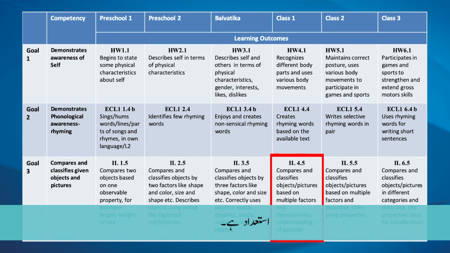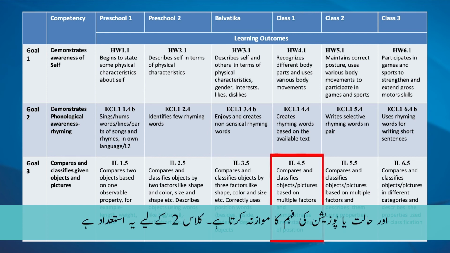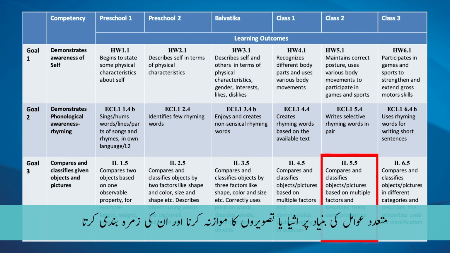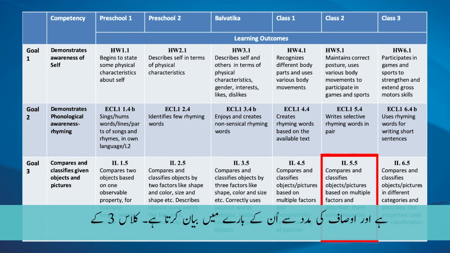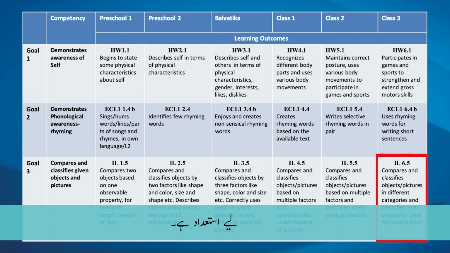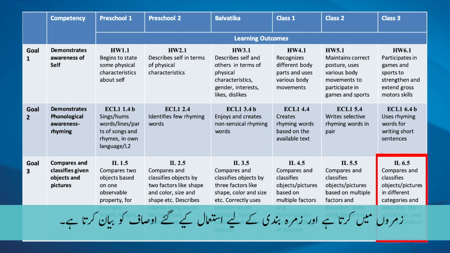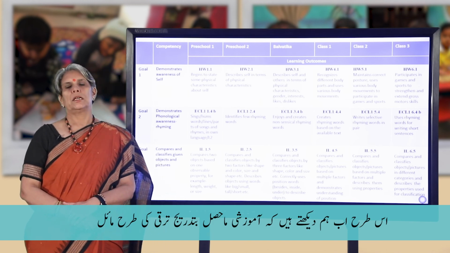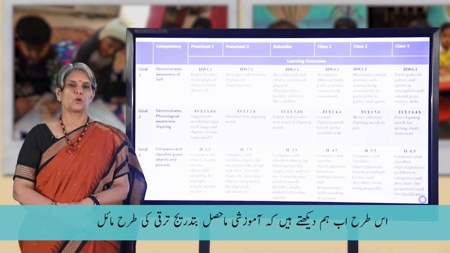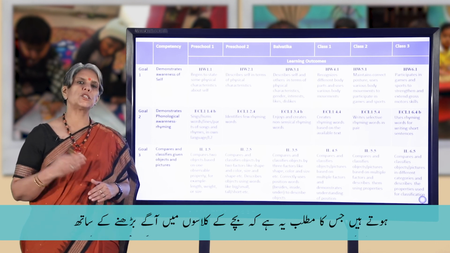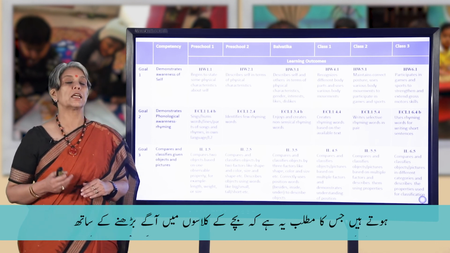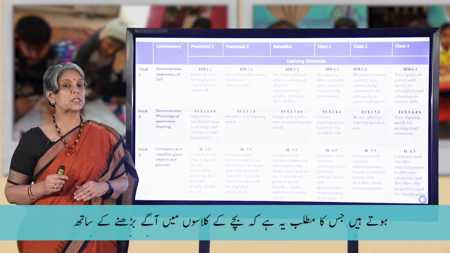For class 1, it is compares and classifies objects or pictures based on multiple factors and demonstrates understanding of position. For class 2, it is compares and classifies objects or pictures based on multiple factors and describes them using properties. For class 3, it is compares and classifies objects, pictures in different categories and describes the properties used for classification. So now we see that these learning outcomes are progressive, which means that as the child grows higher up in the classes, the expectations of learning become higher.